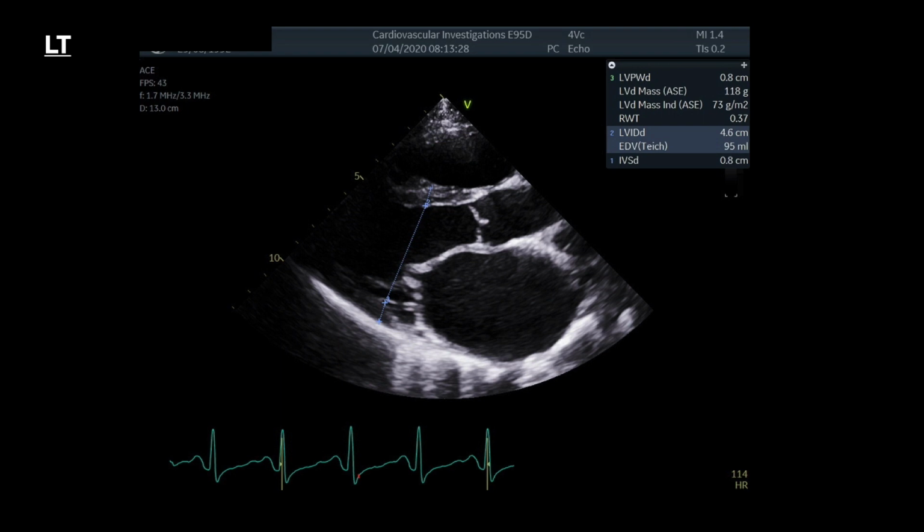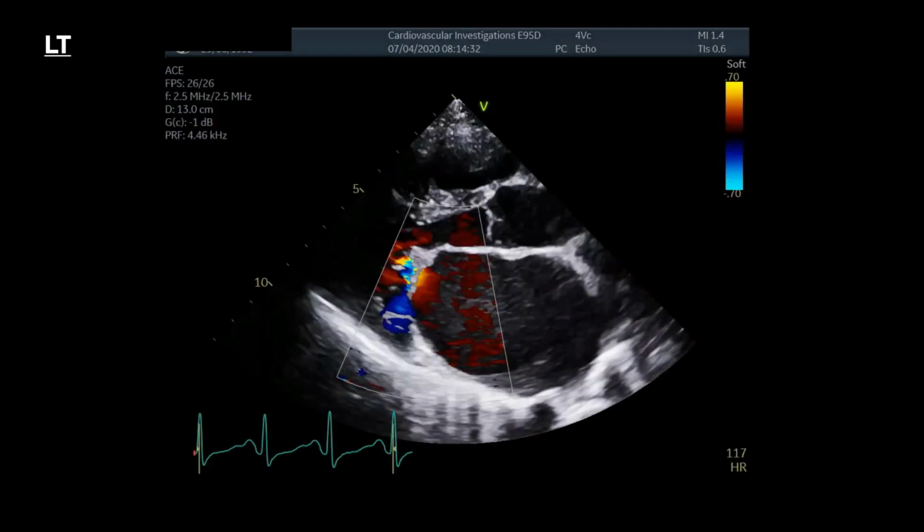This is a linear measurement of left ventricular diameter as an indication of left ventricular size. And look, that's within the normal range, but we'll need more information before we make an accurate comment about LV size.